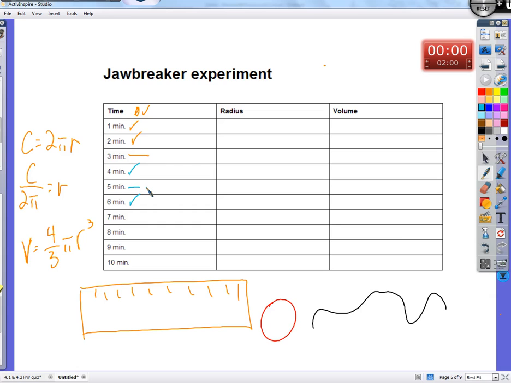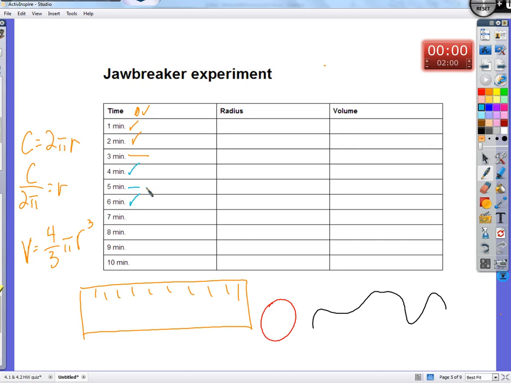Mine's at 2.8. Can you copy me? 2.8? Mine's at 4.1. No, 4.2. Which is that your circumference? I think that's still our try.